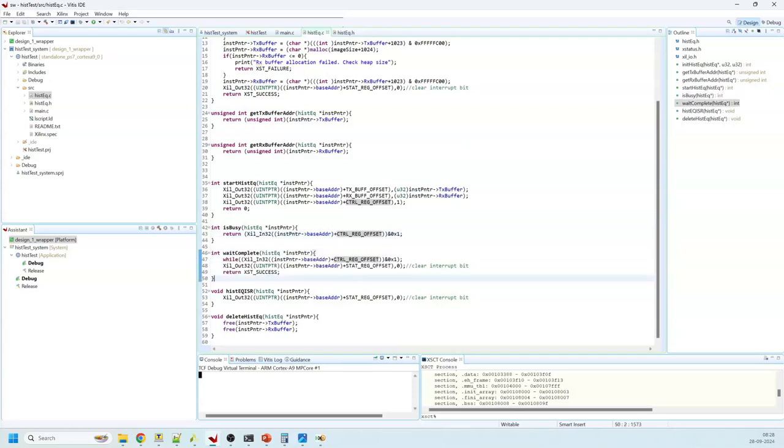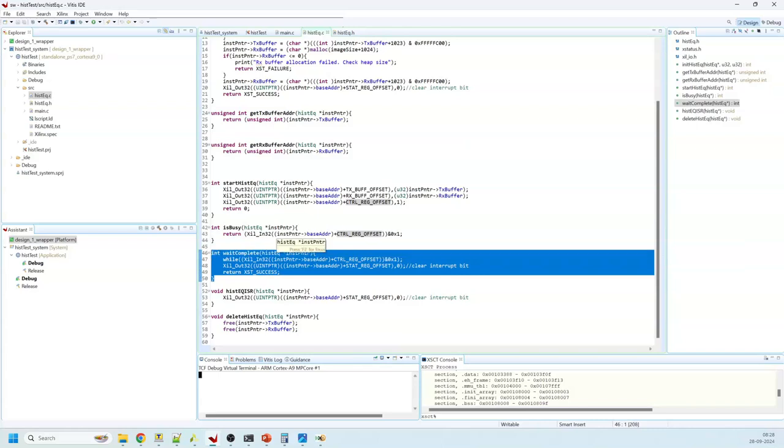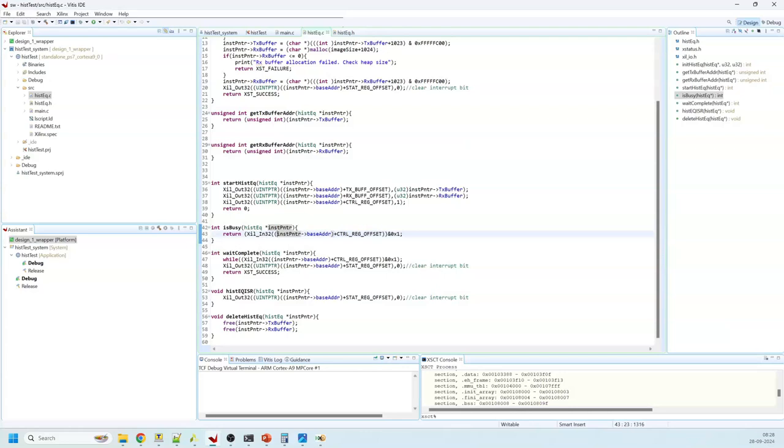Now this function, if you are using polling instead of interrupts to find out whether the IP has finished processing, we can use this function. Basically, it keeps on reading the control status register until it becomes one. Once the IP finishes processing, it makes the control register equal to zero and the status register equal to one. Other ways are also possible. You can keep on polling until the control register becomes zero, or until the status register becomes one. Once it becomes one, from software, we write to the status register and clear it.